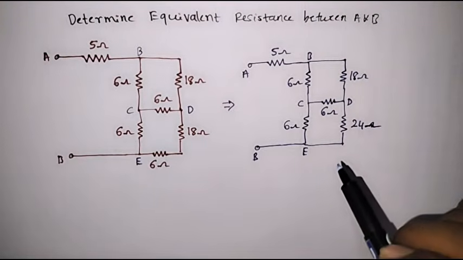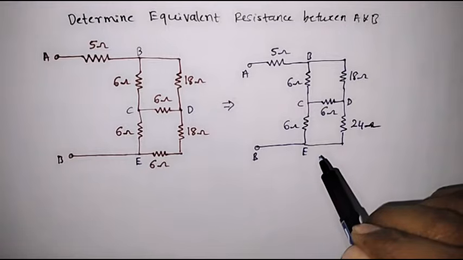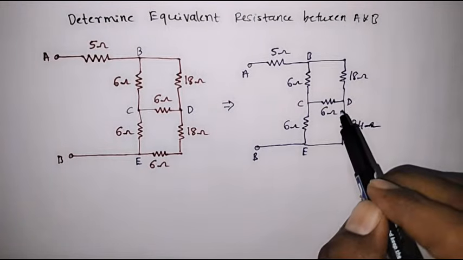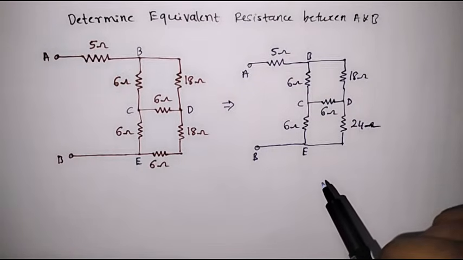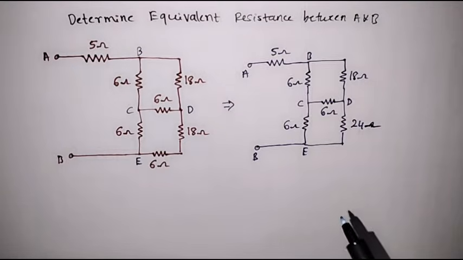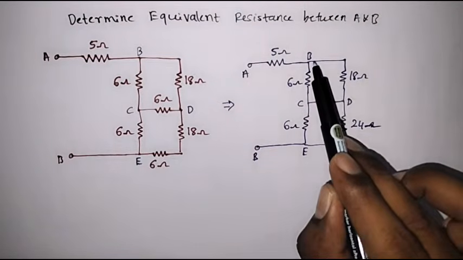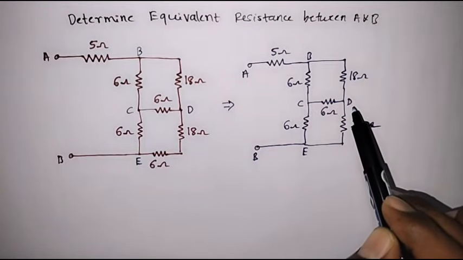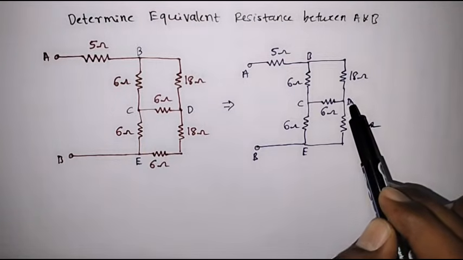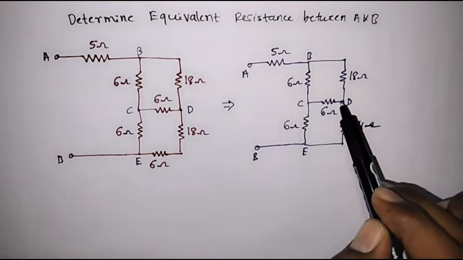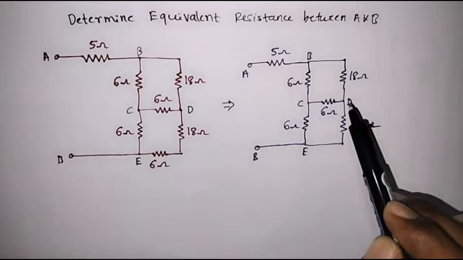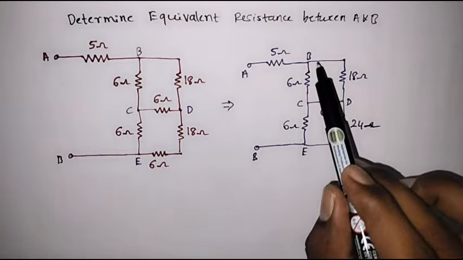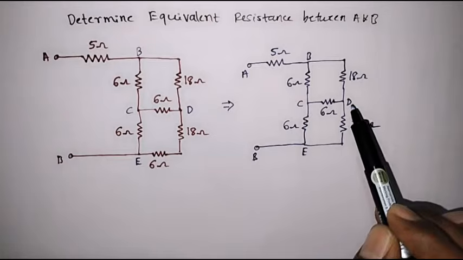Now observe this circuit. Now no resistors are in series and no resistors are in parallel. So now we are supposed to apply either star to delta transformation or delta to star transformation to simplify it further. Now look at these B, C, D resistors. Those are connected in delta fashion. We can convert this into star fashion so that we can simplify this easily. I will try to convert BCD, which is in delta, into star.